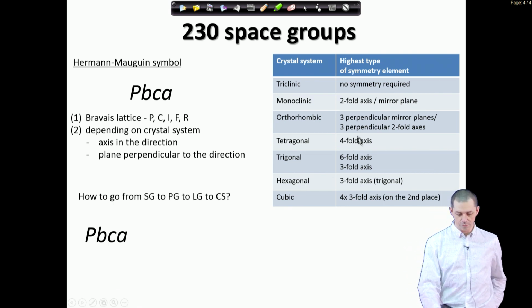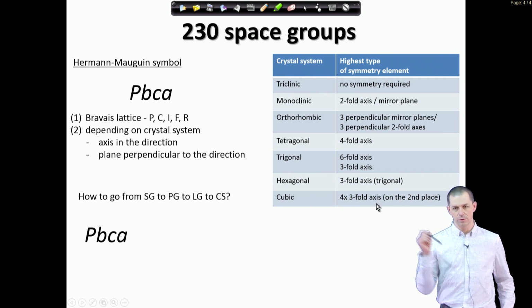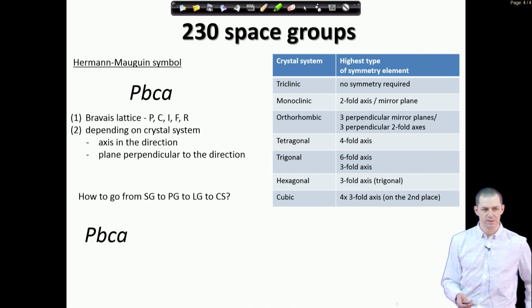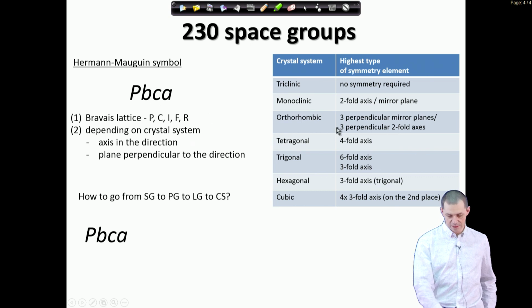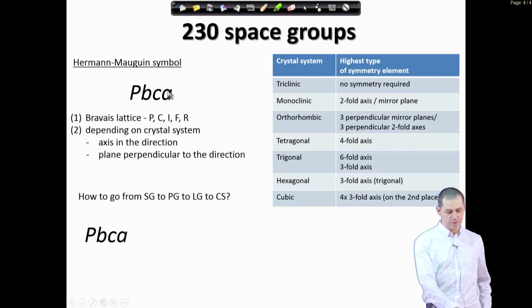And for the higher symmetries, you determine it from the highest visible rotation axis. So if there is a 4-fold, 6-fold, or 3-fold in the first position, it's tetragonal, hexagonal, or trigonal. And if there is a 3-fold in the second place in the symbol, that means it's a 3-fold along the body diagonal of the cubic system. So this corresponds to this case: three perpendicular mirror planes, no higher symmetry, so this is orthorhombic.